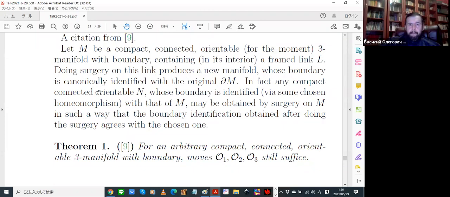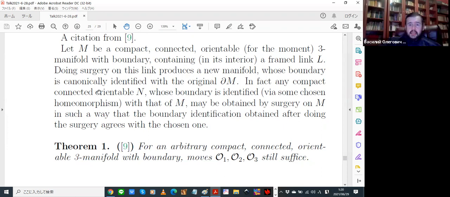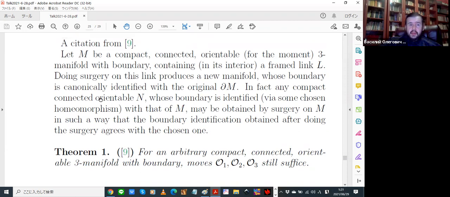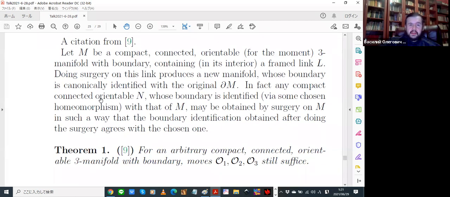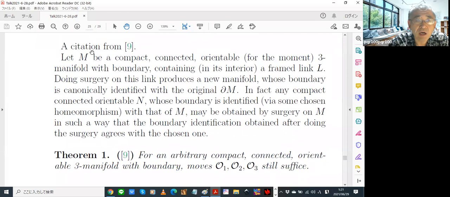Do I have 1 hour or 90 minutes? Yeah, usually it's 90 minutes, but it's okay for you to have 1 hour. We understand that in Japan it's late now. Okay. We have time, so let's review Robert's theorem.